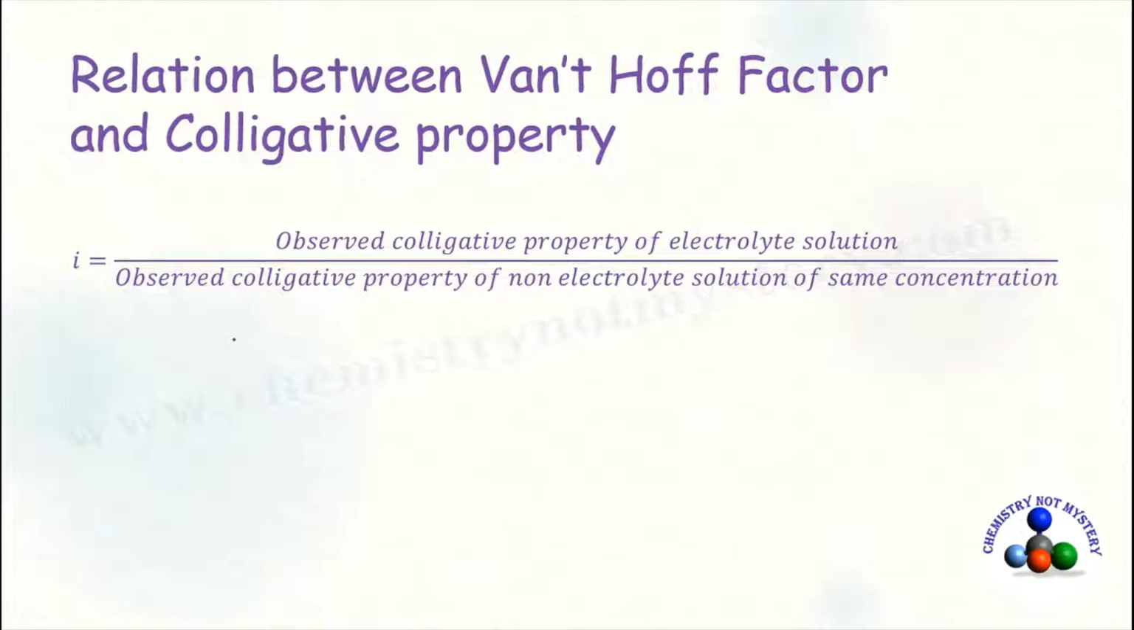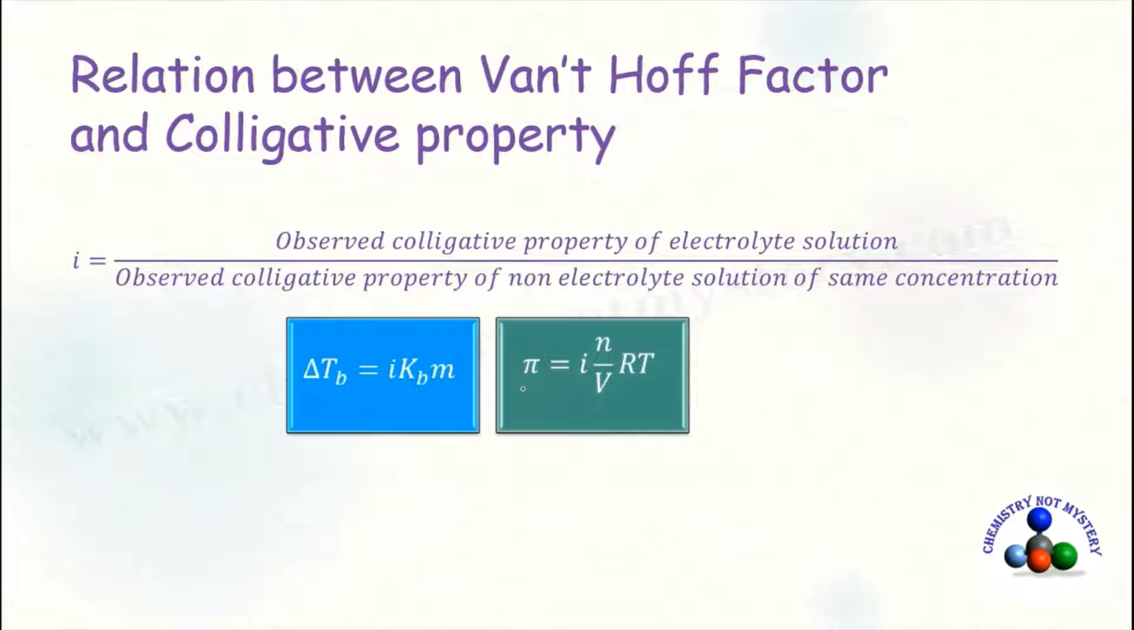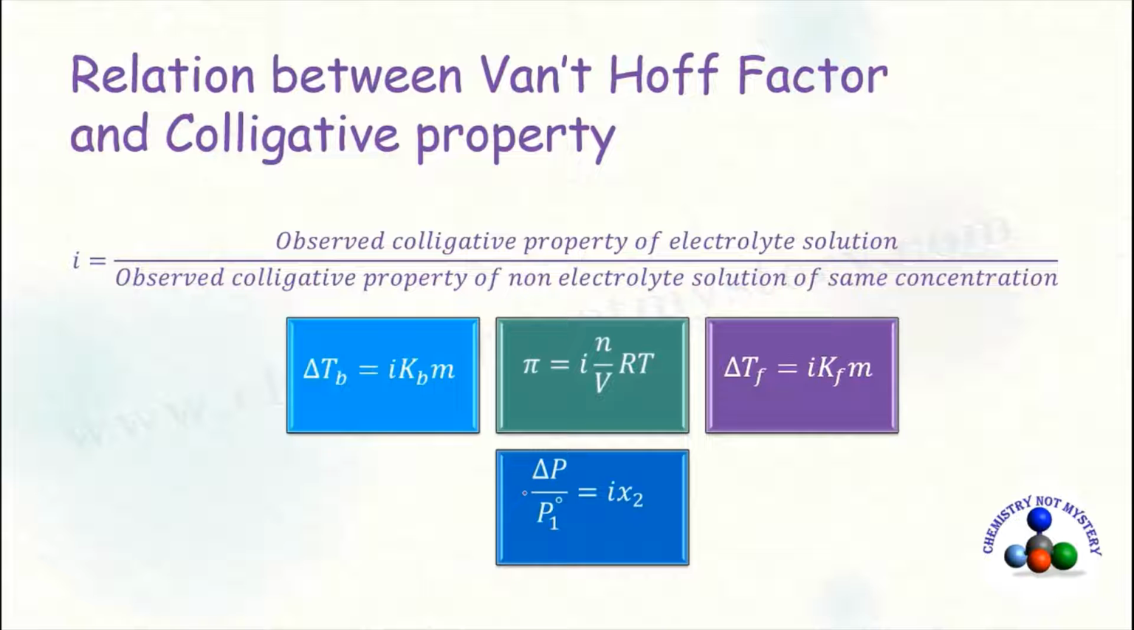Now there is a correction in every colligative property with respect to the Van't Hoff factor. For elevation in boiling point, the corrected formula will be delta Tb equal to i into Kb into m. For osmotic pressure, pi will be equal to i into n over V multiplied by RT. For depression in freezing point, delta Tf will be equal to i into Kf into m. And for relative lowering in vapor pressure, delta P over P1 naught will be equal to i into X2. Now let's try to solve questions based on it.